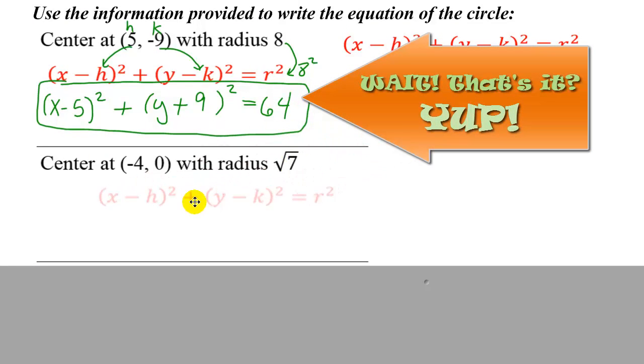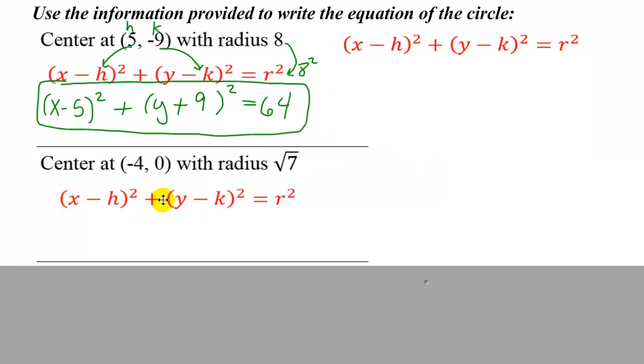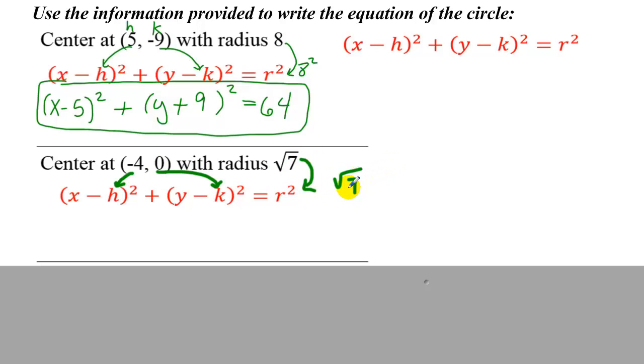Similar thing on this next example. Let's bring in our format for our equation. And then let's pull in the information we need, making substitutions. So negative 4 is our h, 0 is our k, and the radius is the square root of 7. How are we going to deal with that? We're going to need to take the square root of 7 and square it. So remember, squaring square roots just undoes both of them. They're inverse operations. So we'll just get 7 for that part of our equation.